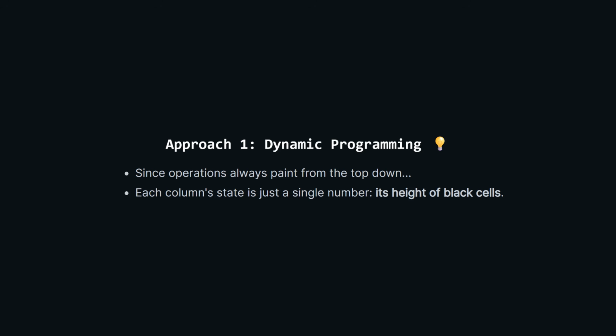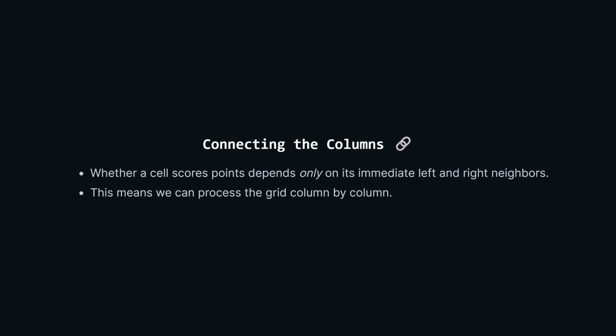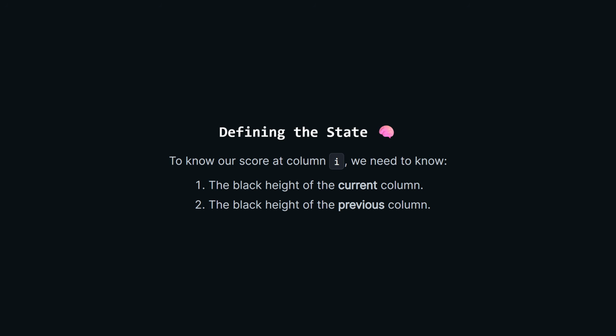The key insight here is that because we always paint from the top down, we don't have to worry about complicated patterns. We just need to decide the height of the black bar for each column. Because the scoring rule only looks left and right, our choices for one column only directly affect the columns right next to it. This is a perfect setup for dynamic programming. As we move across the grid, to figure out our max score at any point, we just need to keep track of 2 things. How tall is the black bar in our current column, and how tall was it in the column right before it?